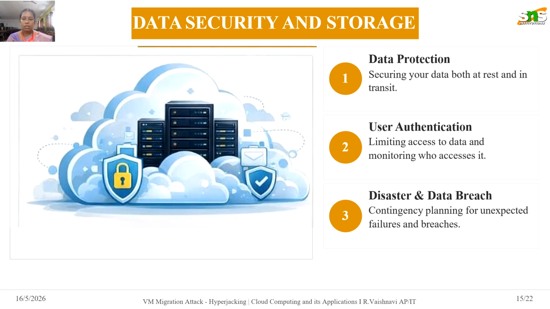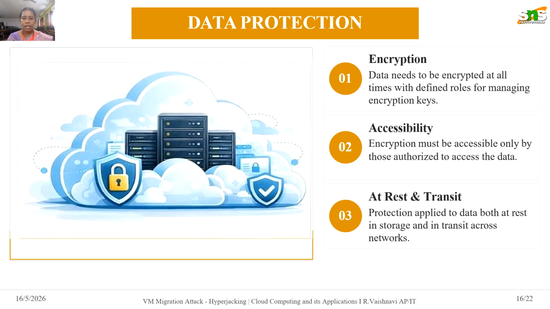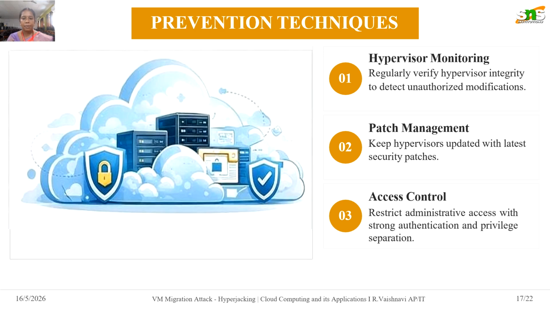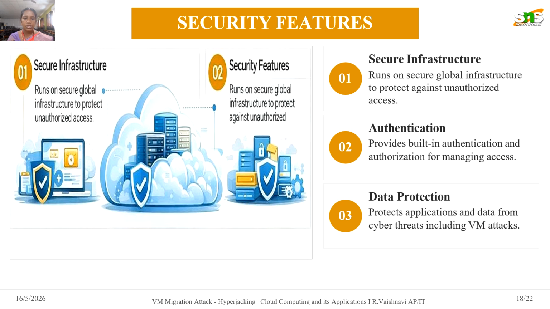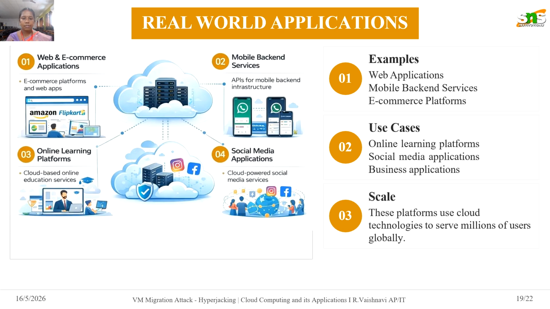For data security and storage, here we have three points: data protection, user authentication, and disaster and data breach. And then we have encryption, accessibility, and data at rest and in transit. The prevention techniques will be hypervisor monitoring, patch management, and then access control. Here we have the security features of a secure infrastructure: security, authentication, and then data protection. Here we have the real world applications such as online learning platforms, social media applications, and business applications.